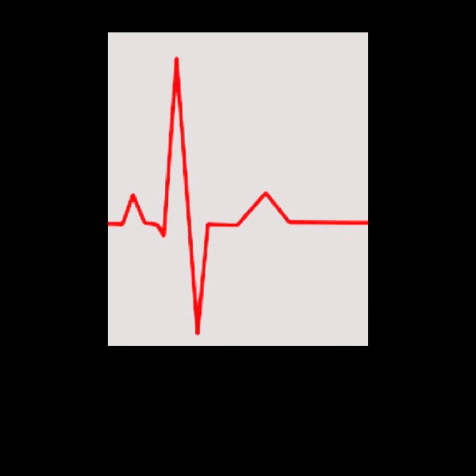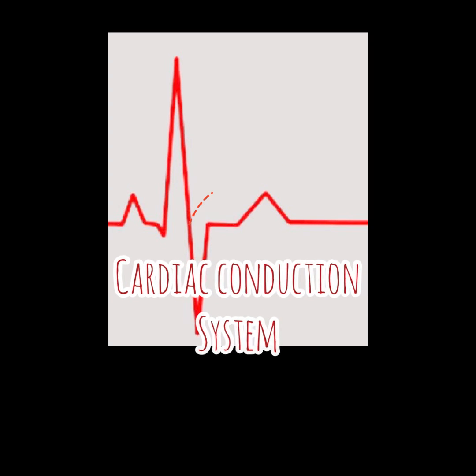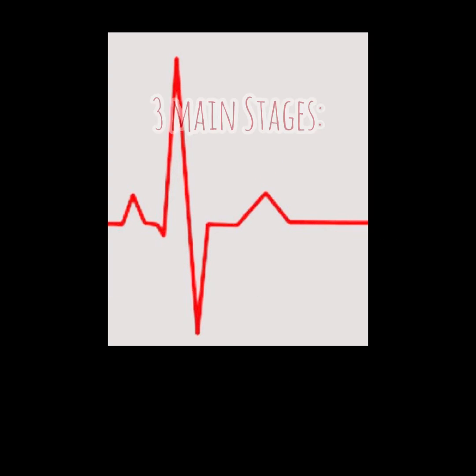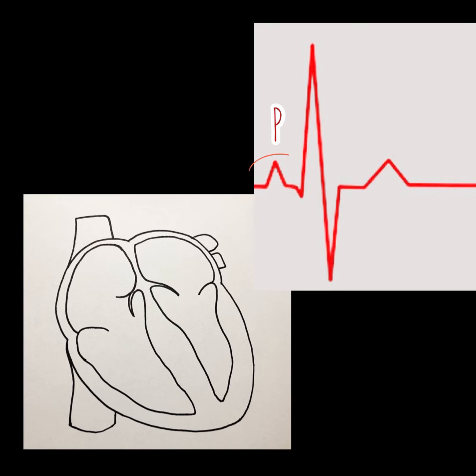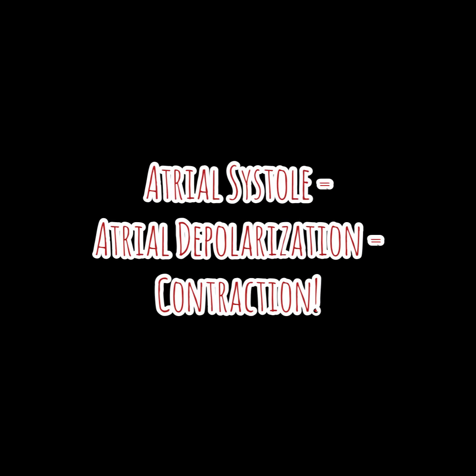So let's dive into the EKG and its connection to the cardiac conduction system. The EKG has three principal deflections: the P wave, the QRS complex, and the T wave. The P wave is produced when a signal from the SA node spreads through the atria and depolarizes them, or causes contraction. This is referred to as atrial systole.